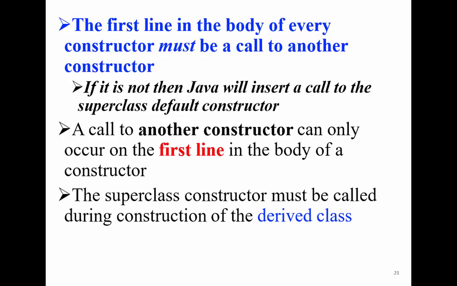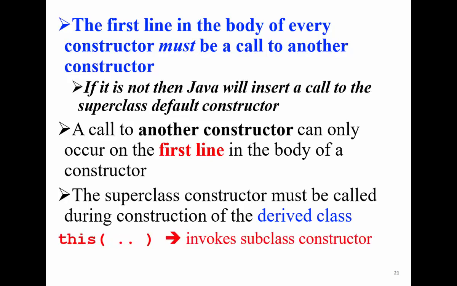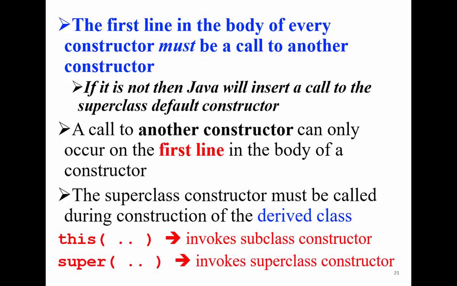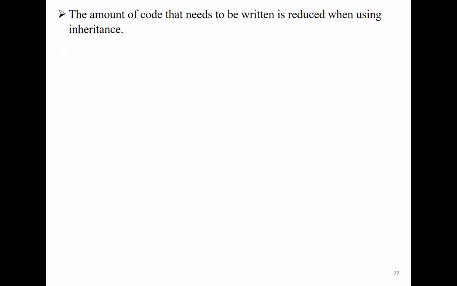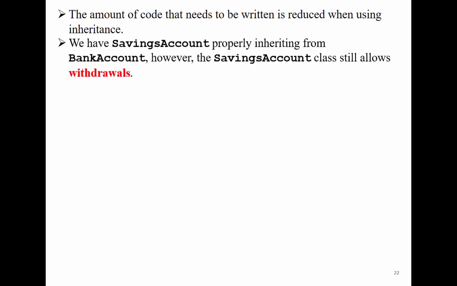You have to construct the superclass object before you start constructing the object of the subclass. So the superclass constructor must be called during the construction of the derived class. You use this to invoke the subclass constructors, and you have to use super to invoke the superclass constructors. The amount of code that you need to write is reduced because of inheritance.